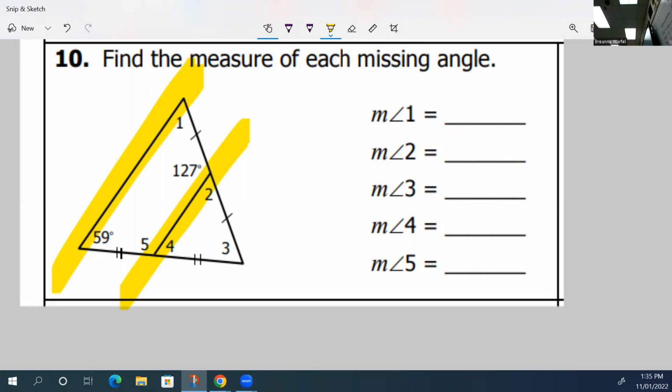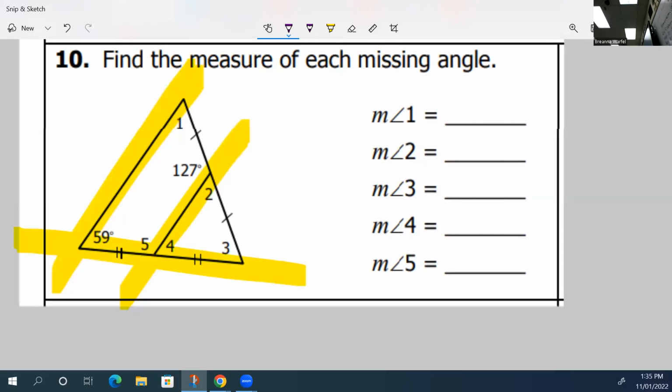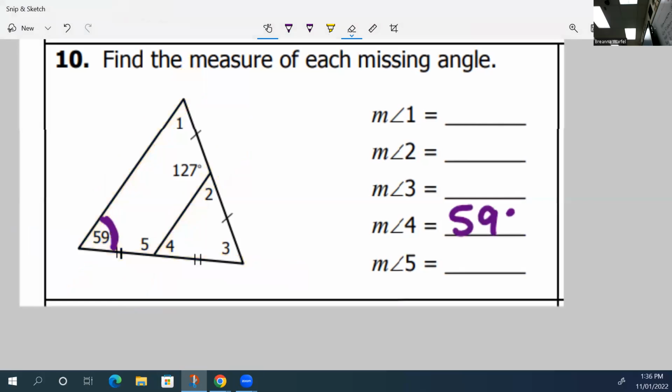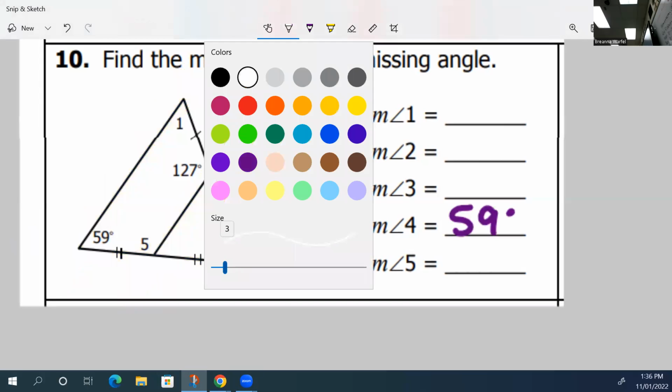If you look at your transversal that your angles are on, I'm going to start with this one down here. If you look at your two parallel lines and your transversal, you can see that 59 and 4 are in the same spot. They're both on the bottom right, so you know they're corresponding angles. That means angle 4 is congruent to 59, so angle 4 is 59 degrees. I'm going to fill it in so we can see it all at the same time.